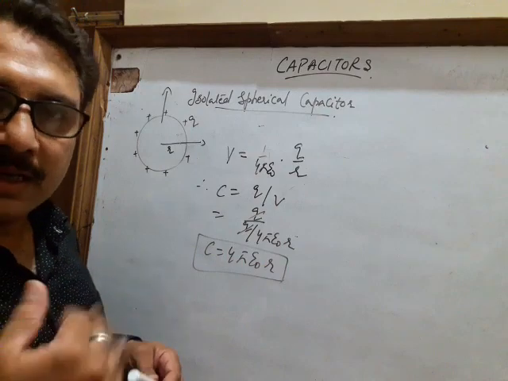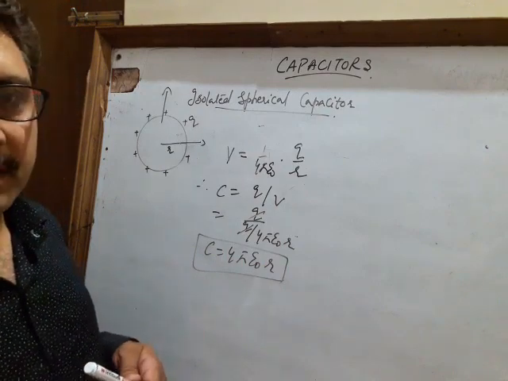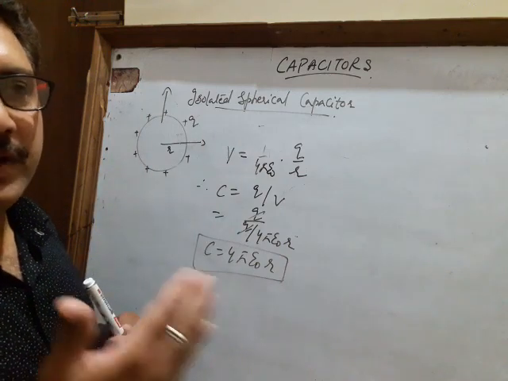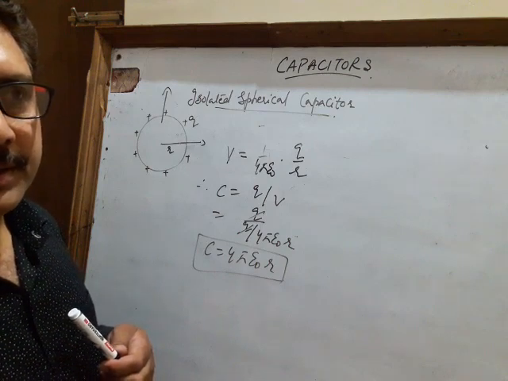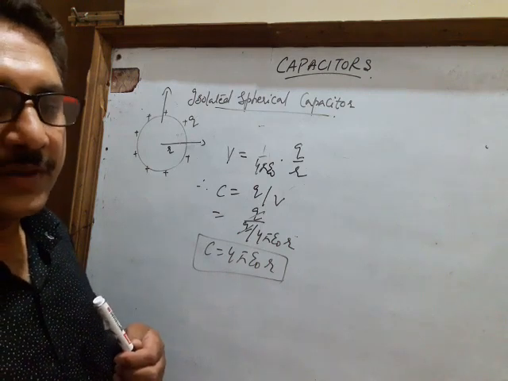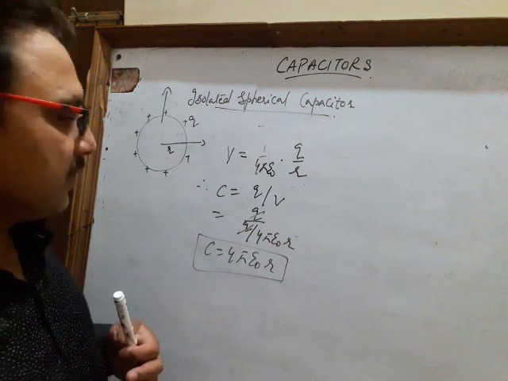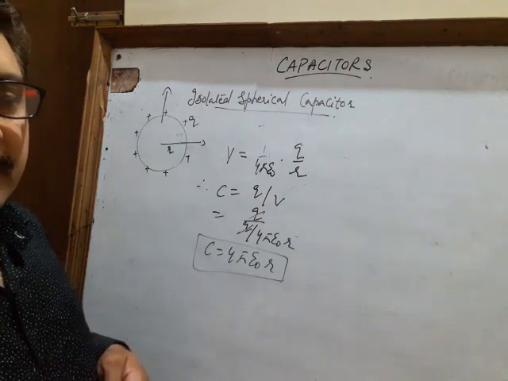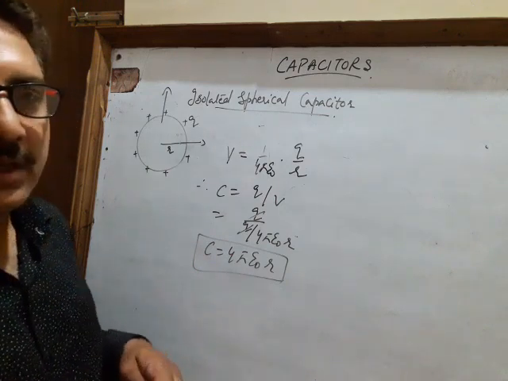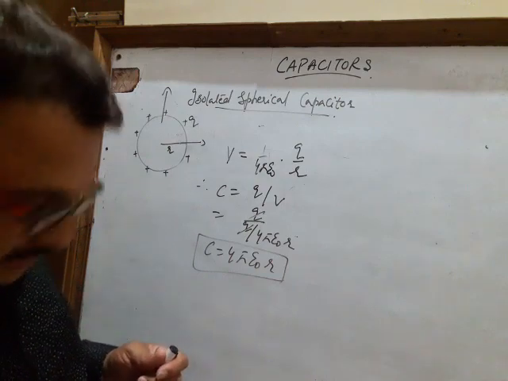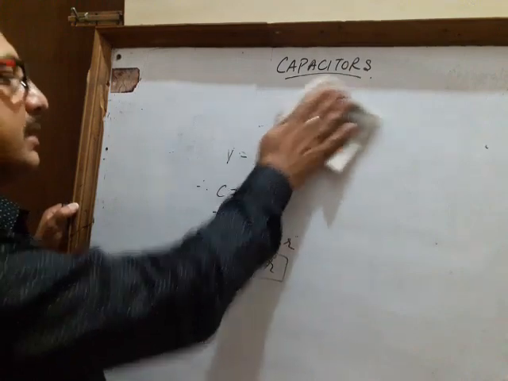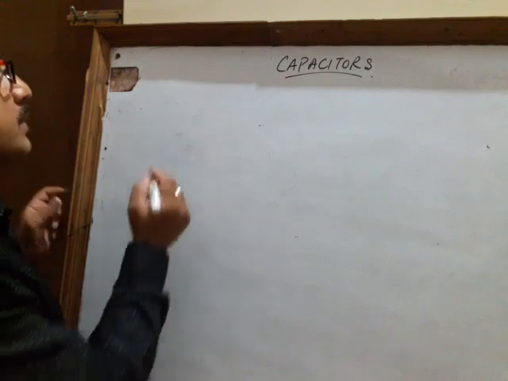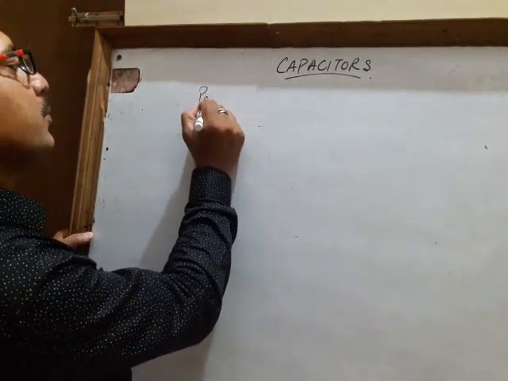You can consider Earth as an isolated spherical conductor. Earth is one plate and second plate is at infinity, and the space between the two plates is filled with some medium, you can say the air, atmosphere, whatever. So Earth is an isolated spherical conductor whose capacitance is C equal to 4 pi epsilon naught R. So this is the isolated spherical conductor, capacitor, you can say. Now let us talk about a parallel plate capacitor.